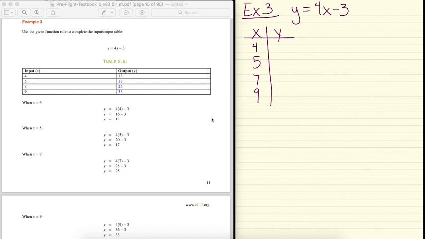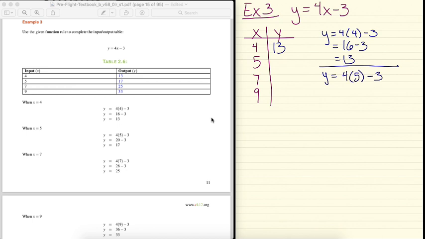So, going through example 3, which is where the last video left off, plugging in each of these x values, we would first start with doing 4 times 4 and then minus 3. That would give us 16 minus 3, which is 13. Then we're going to plug in 5. So 4 times 5 minus 3.